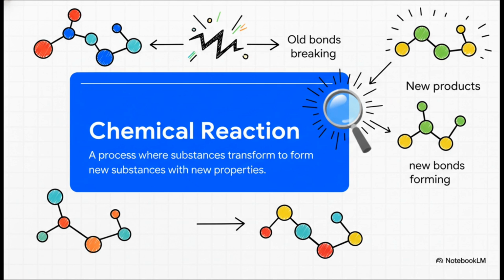It's where the starting materials, we call them reactants, break their old chemical bonds. Then all the atoms get rearranged to form new bonds, creating completely new stuff. We call those products, and they have totally different properties from what you started with.